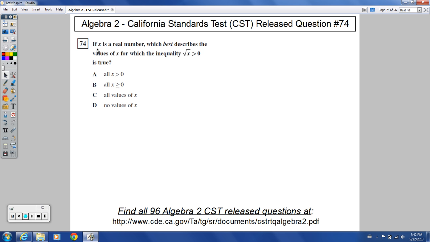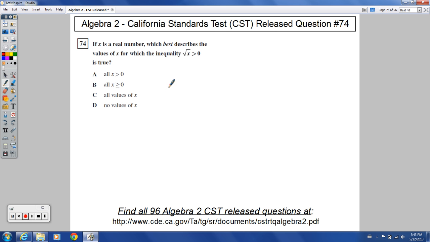It says this: if x is a real number, which best describes the values of x for which the inequality the square root of x is greater than 0 is true? So is this true for all x greater than 0? In other words, all positive numbers. Is this true for all x greater than or equal to 0? That means all positive numbers and 0, including that. All values of x, so any number at all you can think of, or no values of x. Which one is going to be true of this?